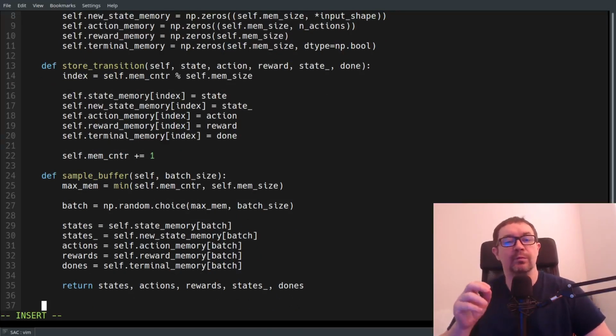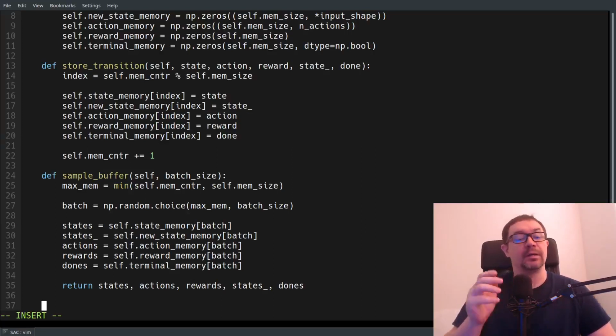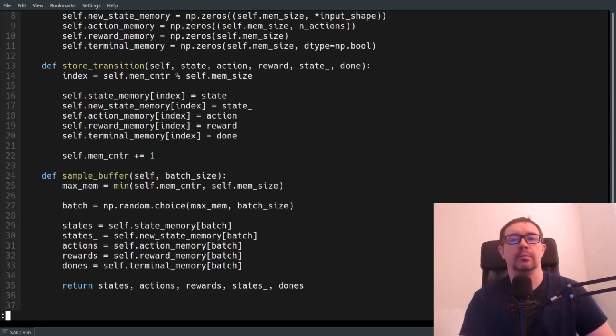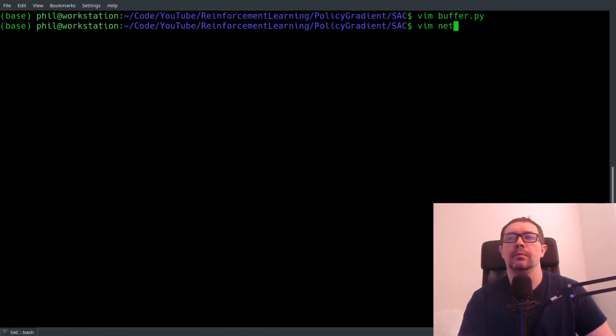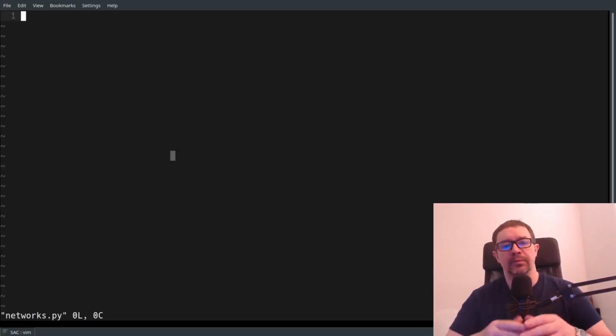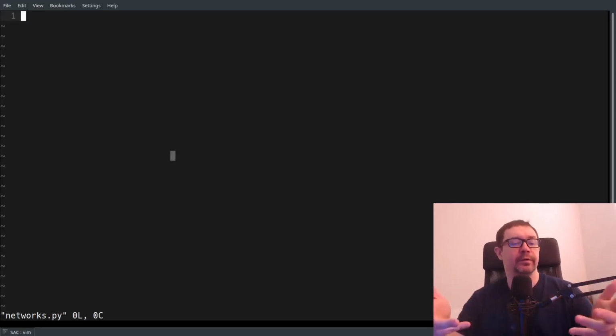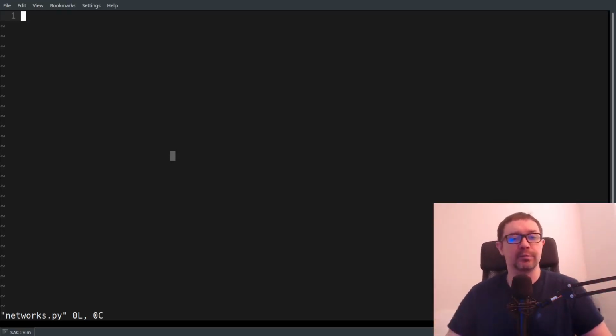Now we're ready to move on to the relatively hard part of the problem, which is the deep neural networks. Before we proceed, I want to give a brief theoretical overview of what it is we're trying to accomplish with soft actor-critic. In the soft actor-critic algorithm, we want to solve the problem of how to get robust and stable learning in continuous action space environments.